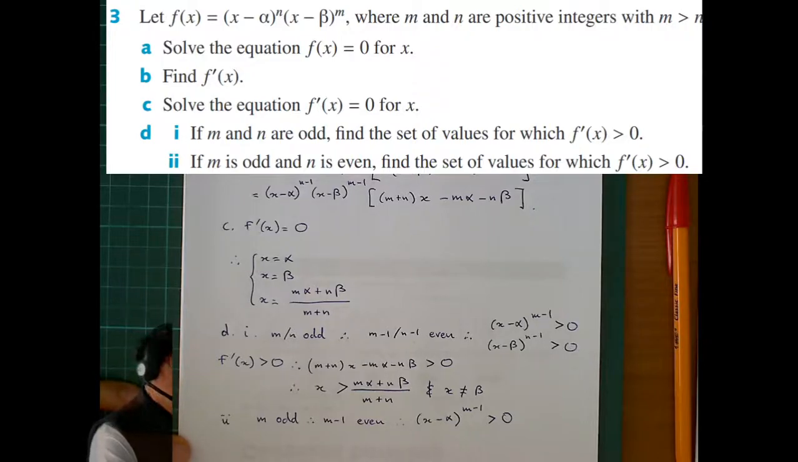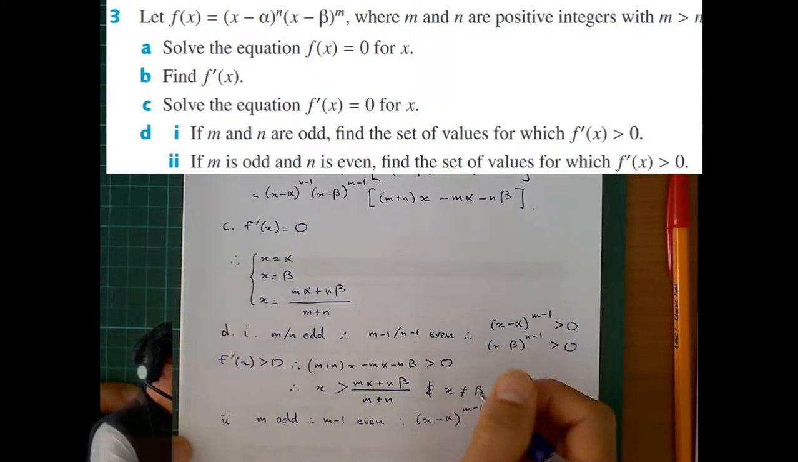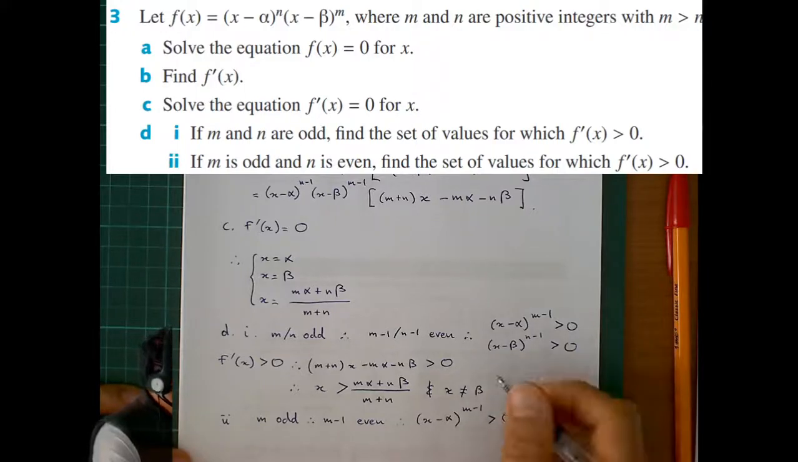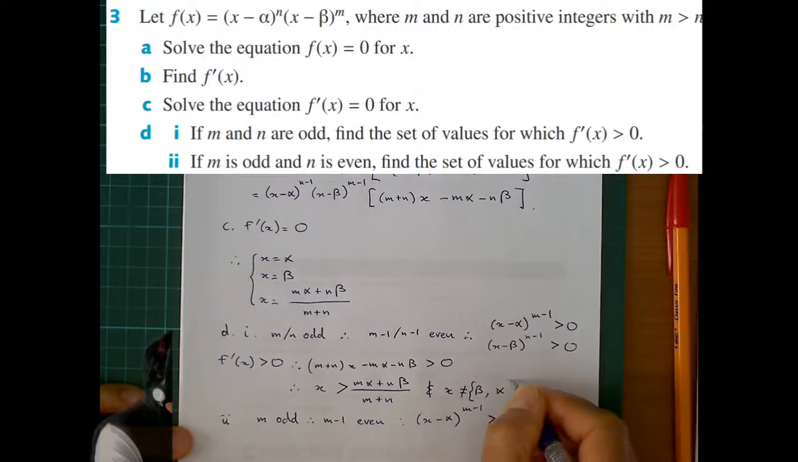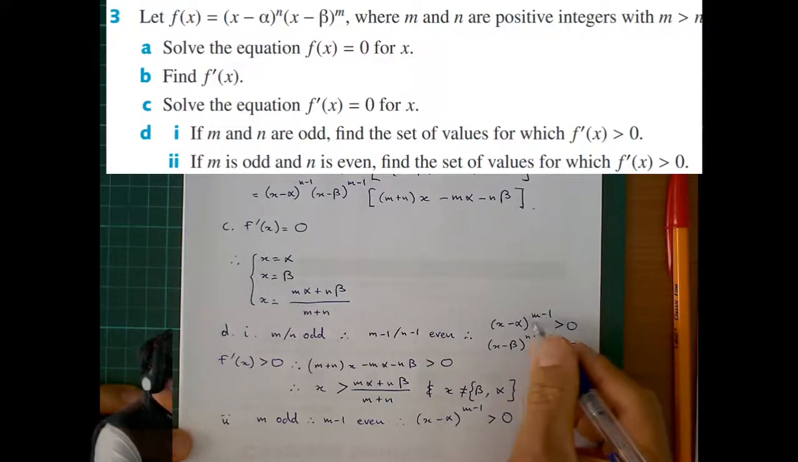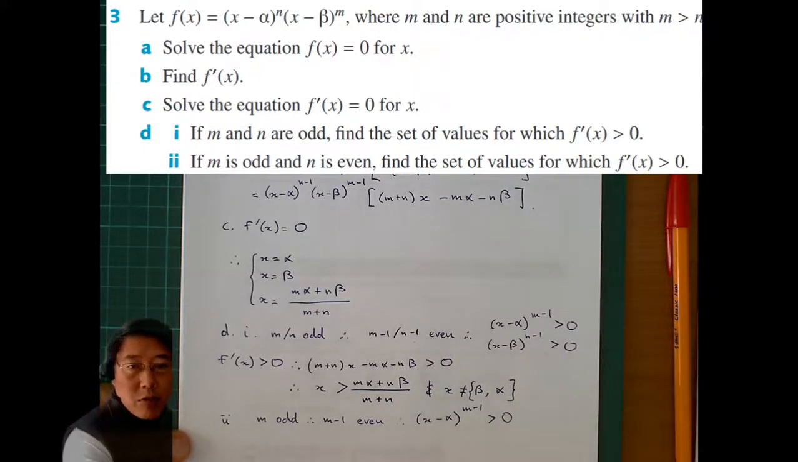By the way, yes, you should, Elia. I was doing that extra question, but Louis, it's not just beta, it's also alpha. Because if x is equal to alpha, it will make the other factor 0 as well.